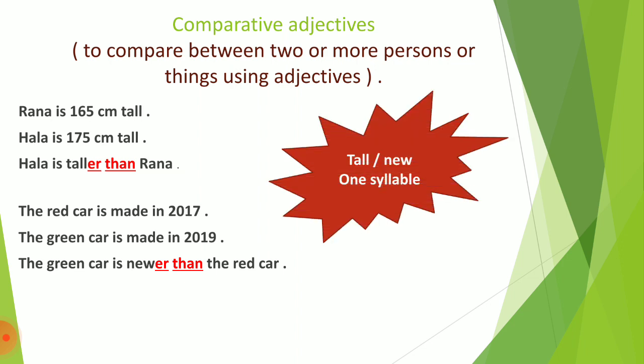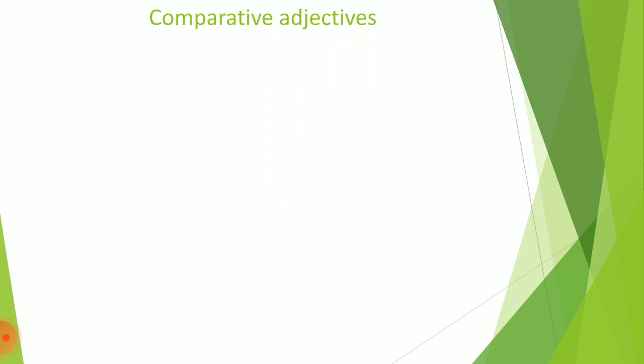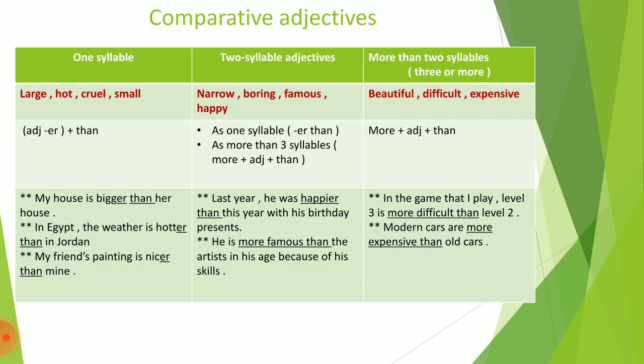طيب now you have to see that tall and new هنا زي ما اللي كانوا موجودين عندي بالمثال they are both one syllable adjectives التنتين فيهم only one syllable. طيب how can we make comparative adjectives؟ لازم بس قبل ما أبدأ بالadjectives أقسمهم بحسب عدد المقاطع أو syllables اللي موجودين عندي. Now we are going to divide the adjectives according to the number of syllables as one syllable adjectives, two syllable adjectives, and more than two syllable adjectives. So we have the three or more syllables.